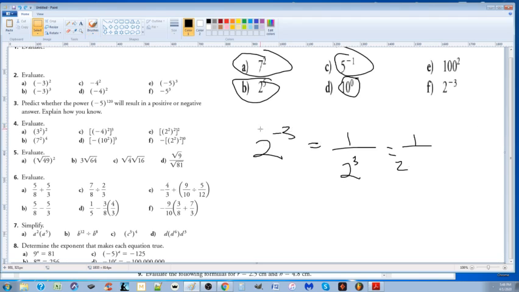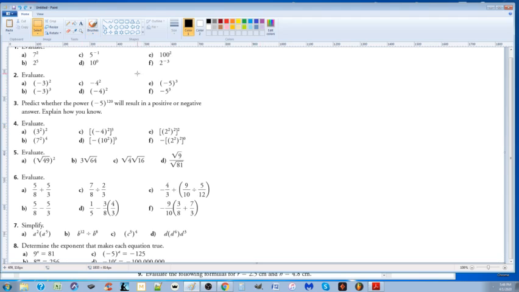Okay, now we got a few more coming up, and most of them are just testing our abilities to think logically. So now we're going to go on to 2.